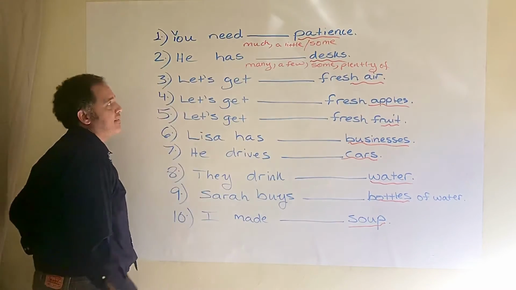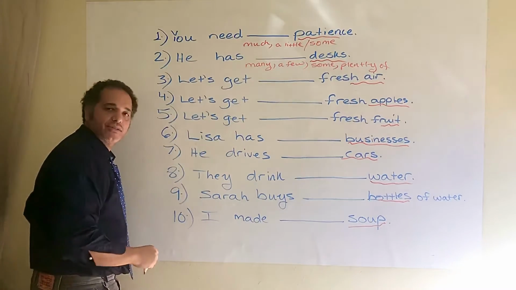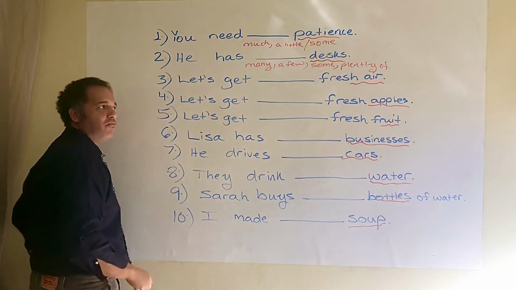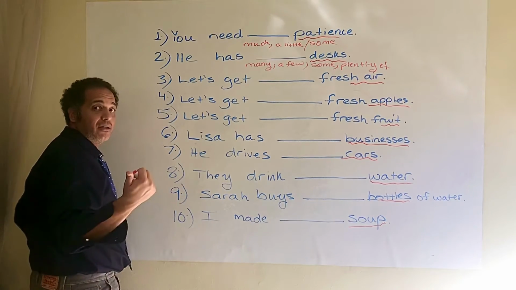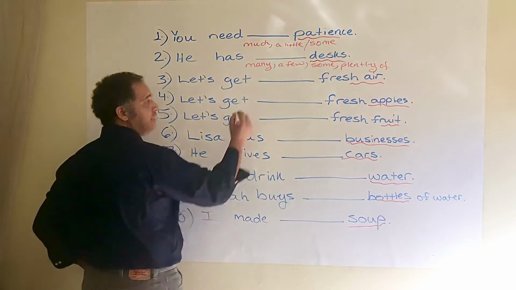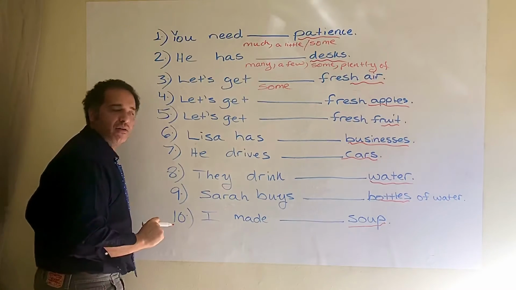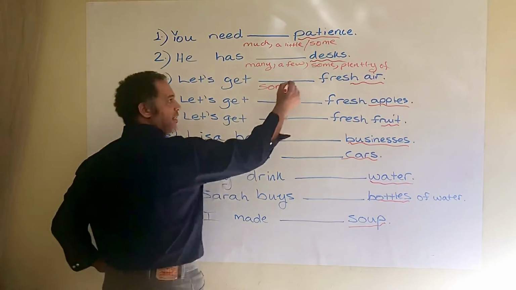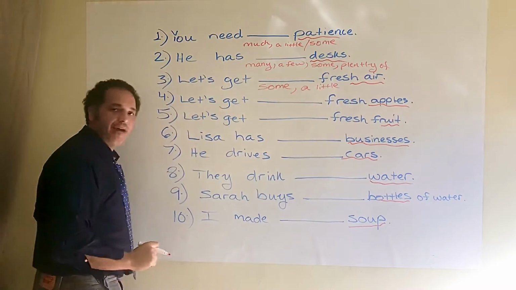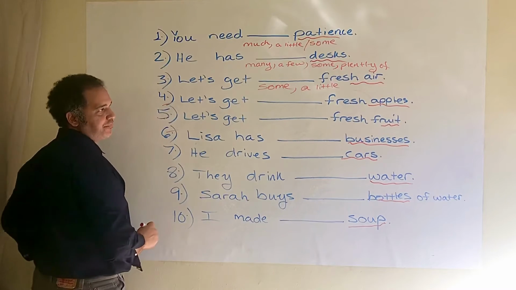So if you look at number 2, you have so many different choices if it's countable. Let's get blank fresh air. Again, air is non-count. So we can just simply say, let's get fresh air, or let's get some fresh air. Let's get a little fresh air.